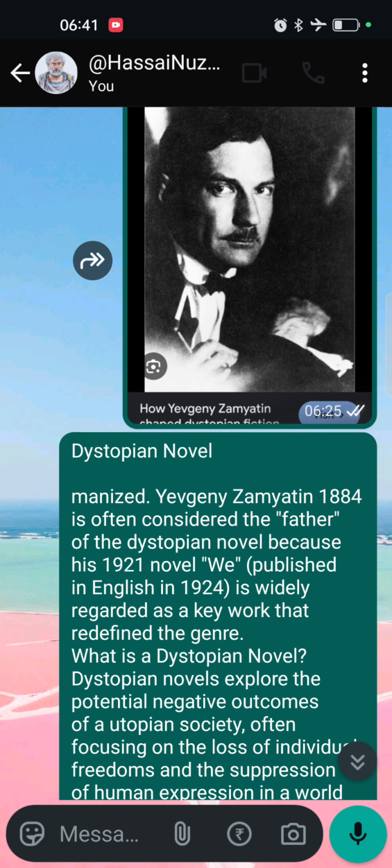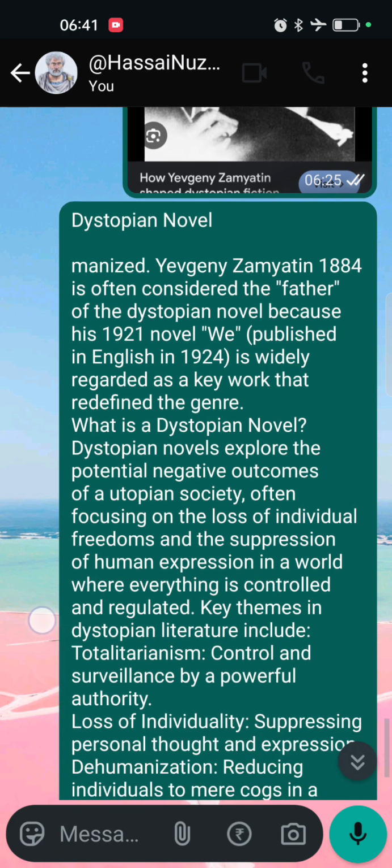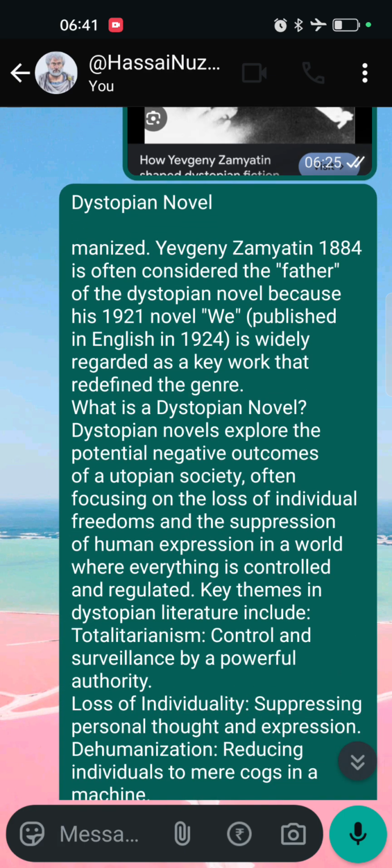What is a dystopian novel? Dystopian novel explores the potential negative outcomes of a utopian society, often focusing on the loss of individual freedoms and the suppression of human expression in a world where everything is controlled and regulated.